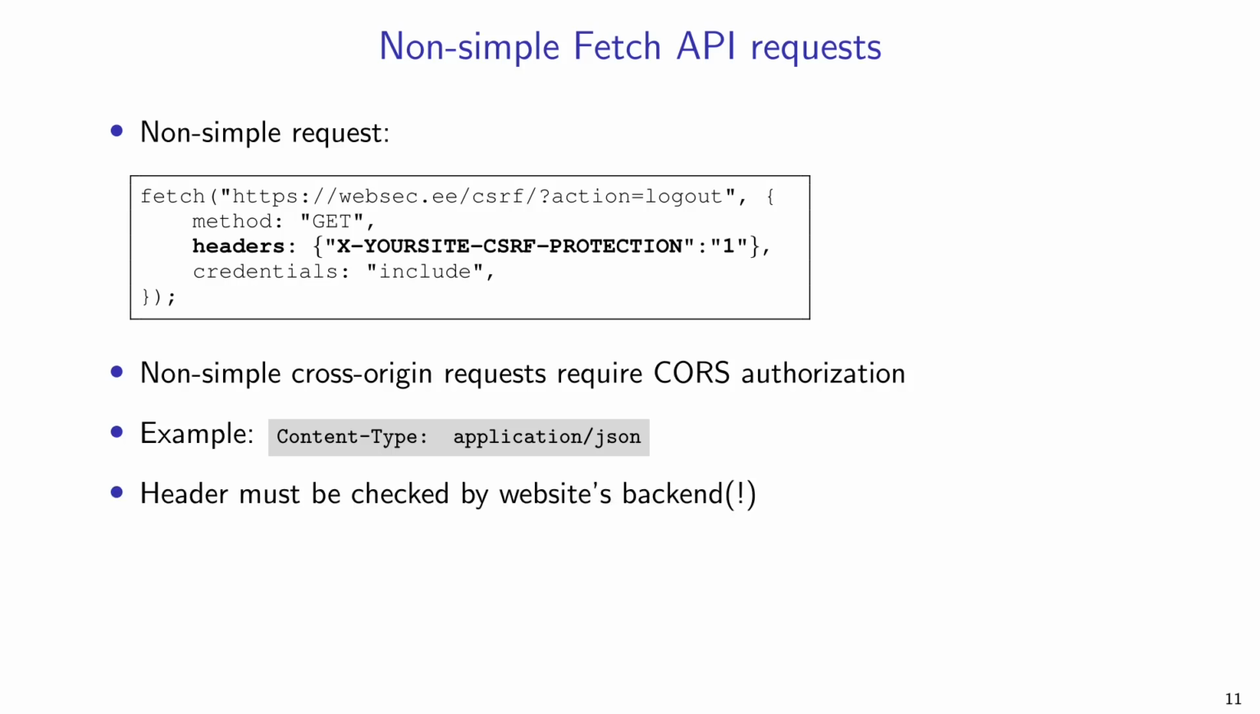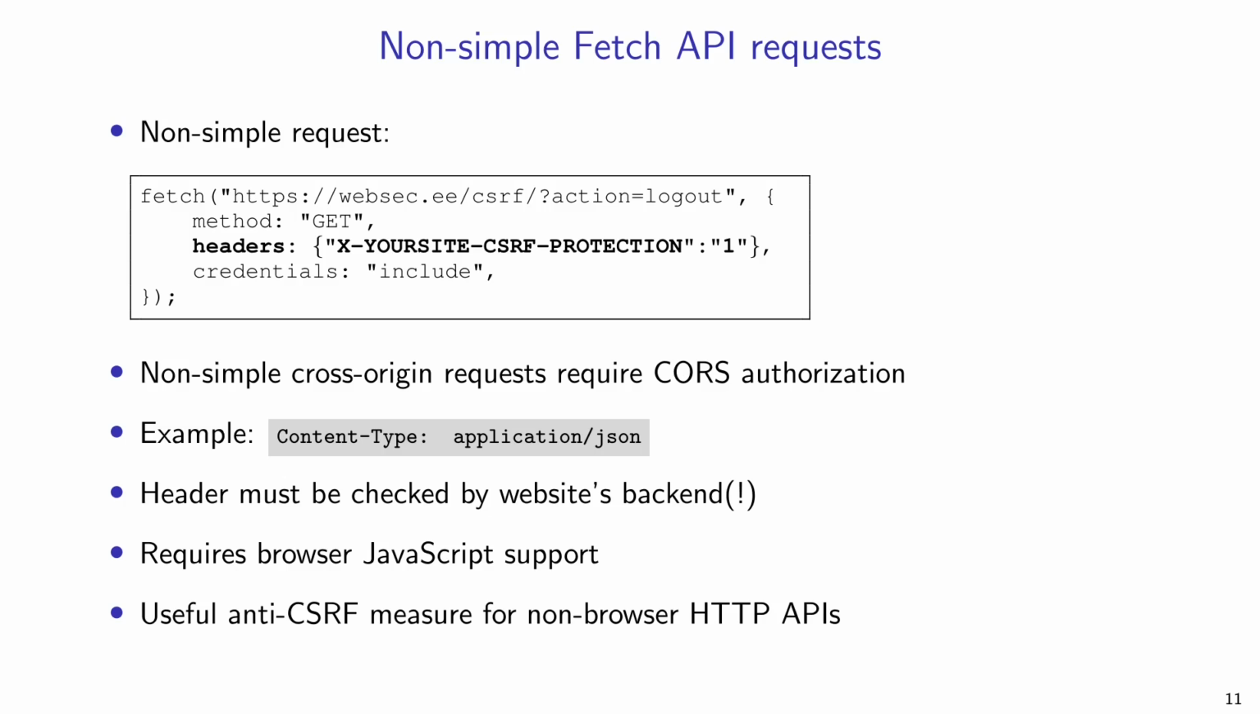Of course, this measure works only if the header is checked by the website's backend, meaning that the website refuses to process requests where this header is absent. And obviously, the use of this measure requires the JavaScript support enabled. The website cannot make such requests without using JavaScript. But this should not be an issue in practice, as browsing today presumes JavaScript enabled. The reason why this method is not recommended as a universal anti-CSRF measure is because it mitigates CSRF only for such JavaScript-initiated requests. However, this might be a very useful anti-CSRF measure for non-browser HTTP APIs.